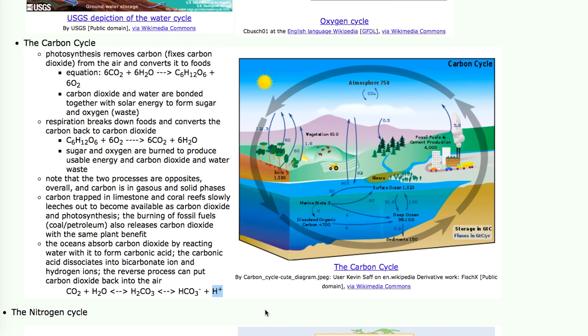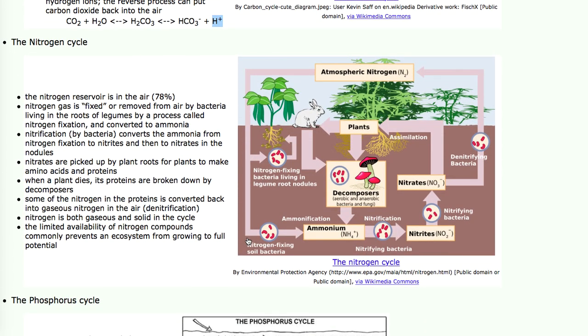So the carbon cycle, generally speaking, is the removal of carbon dioxide from the air by photosynthesis or coral, and then the respiration of carbon dioxide back to the air as sugars are broken down. The nitrogen cycle is probably the most complicated of all the cycles. The Earth's reservoir of nitrogen is actually in the air.